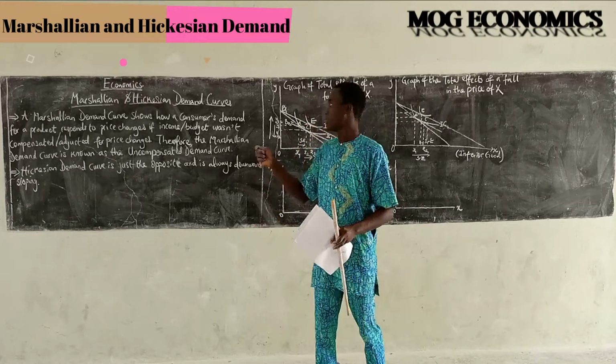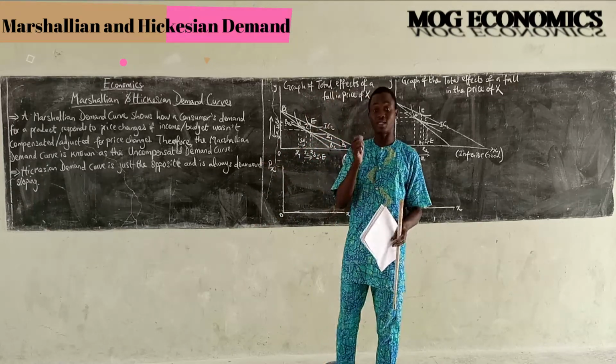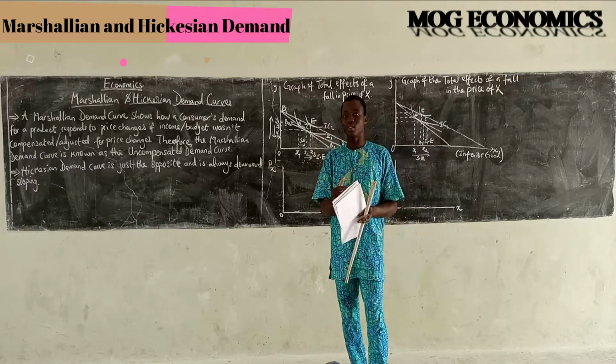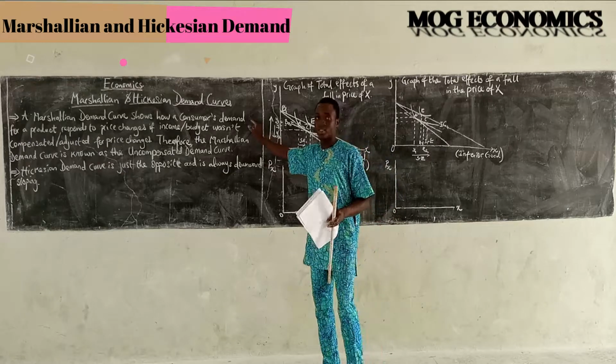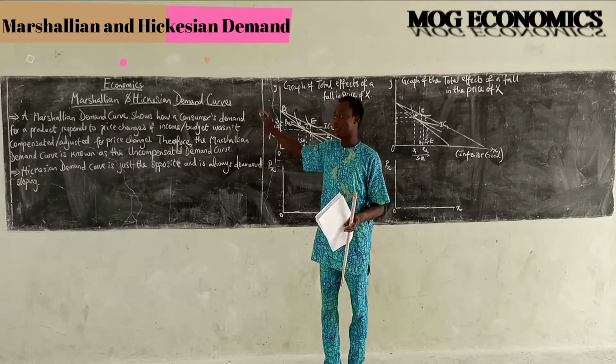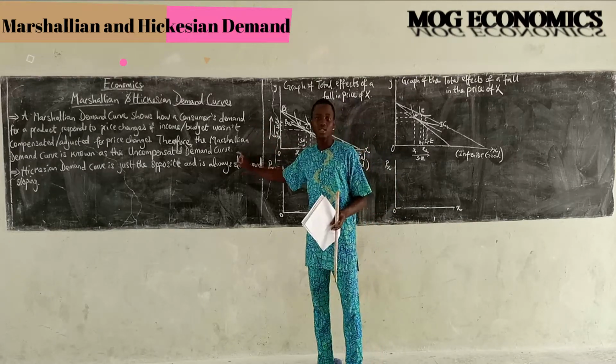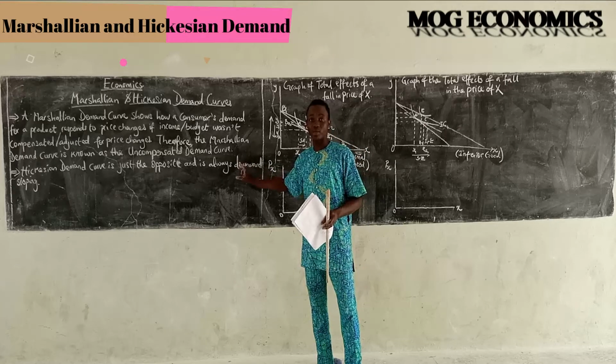While the Marshallian demand curve is derived combining the income and the substitution effect together. So here you have income and substitution effect leading to this particular demand curve, and here you have only the substitution effect leading to this particular demand curve.